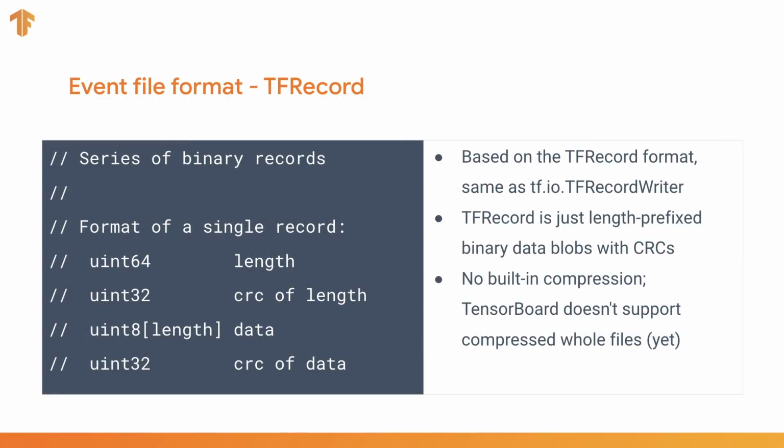The actual event file format is based on tf.Record, which is a standard TensorFlow format. It's the same as the tf.io TFRecord writer. It's a pretty simple format, enough that it fits on the left side of this slide. It's basically just a bunch of binary strings prefixed by their length with CRCs for data integrity. One particular thing I'll note is that because there's no specific length for each string, there's no real way to seek ahead in the file. You basically have to read it sequentially.